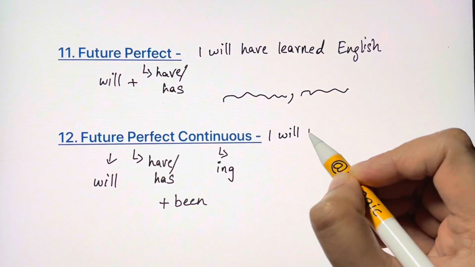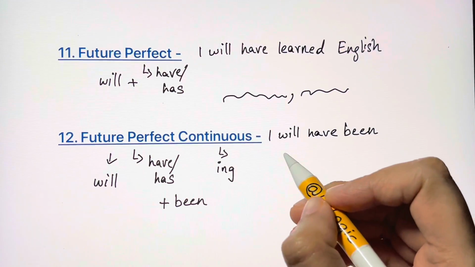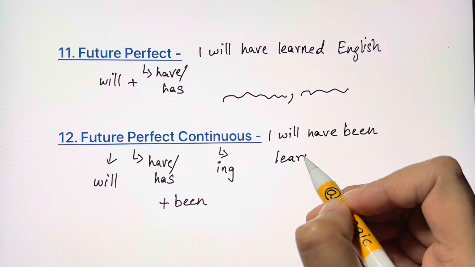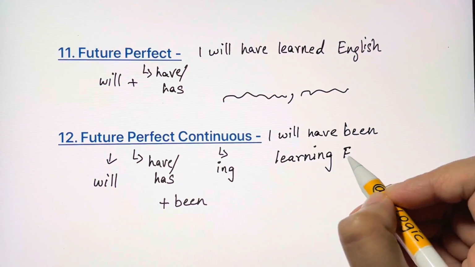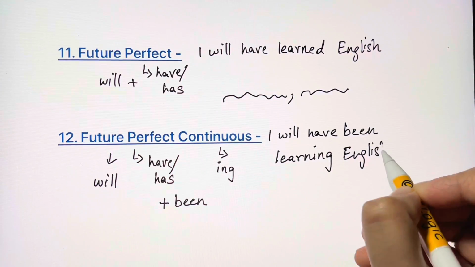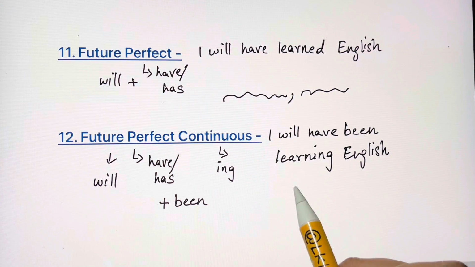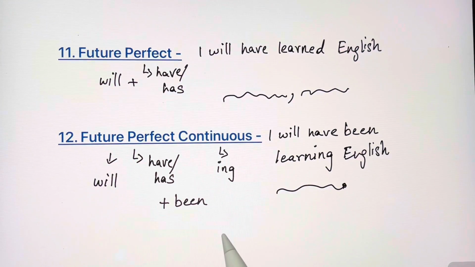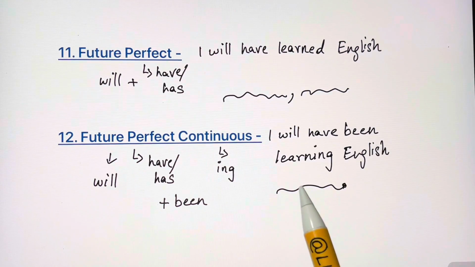So what will be our sentence? I will have been learning English. So what does this describe? It describes an action that will continue up till a point in future itself. I will have been learning English for 20 years.